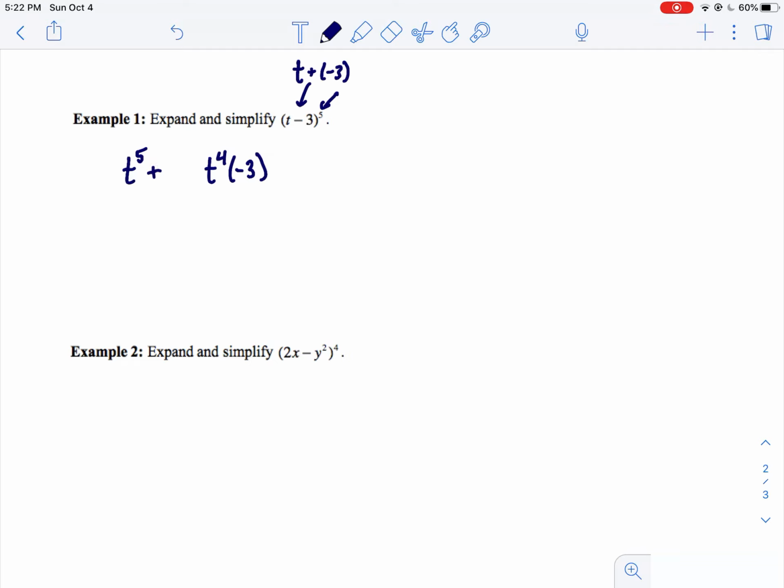So then the next term, t is going to drop to the cube. Now the negative 3 is going to be squared. Then the t is going to drop to the 2nd power. And the negative 3 is going to go up a power, so it's now cubed. Right? And then t is going to drop to the 1st power. Negative 3 is going to go up to the 4th power. And finally, negative 3 is to the 5th power.